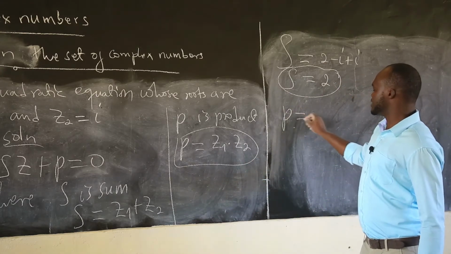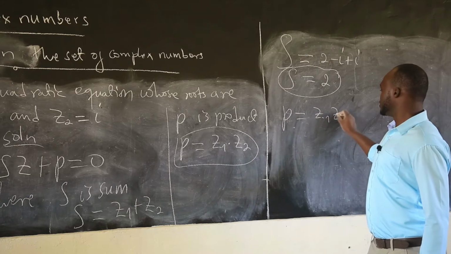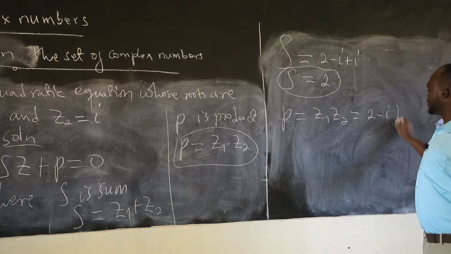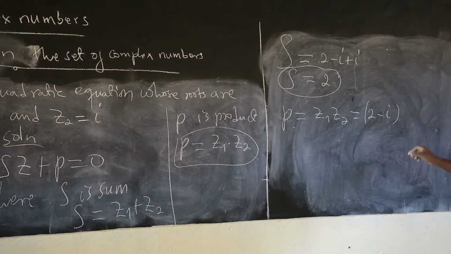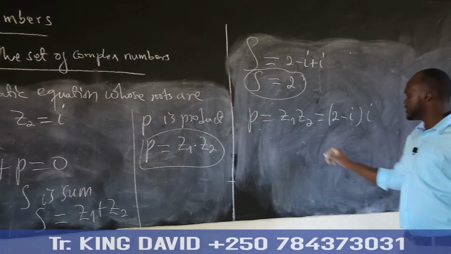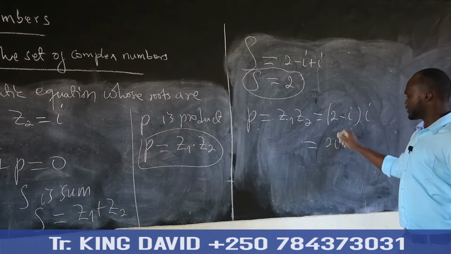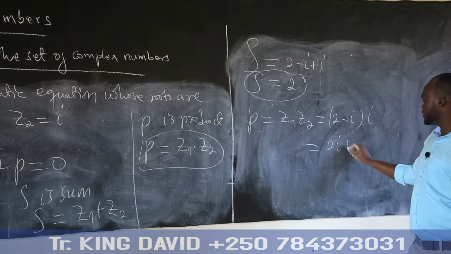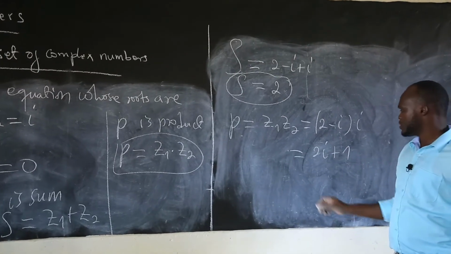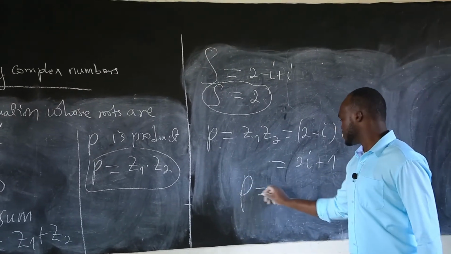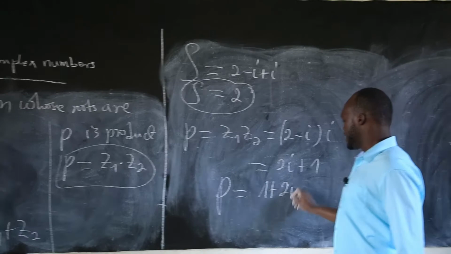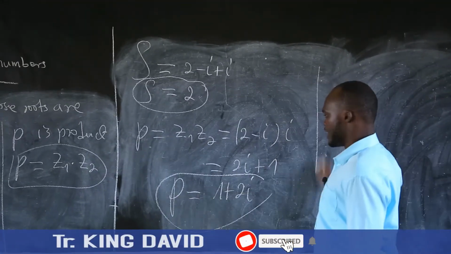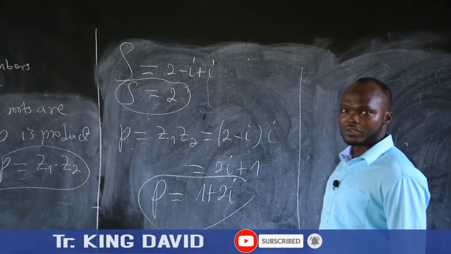So our product is z1 times z2, which is 2 minus i into bracket i plus i. So the answer is 2i. i times negative i, that is negative i squared, which is 1. So now the product is 1 plus 2i. This is our product. So now, what will be our quadratic equation?